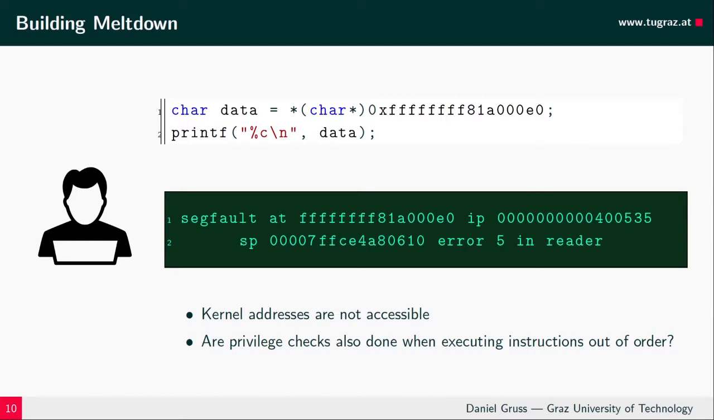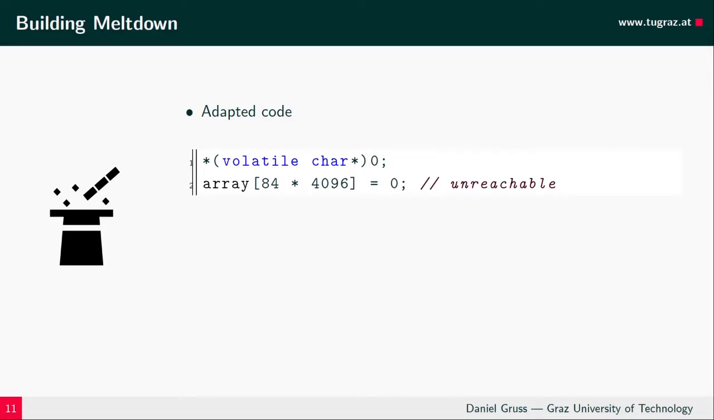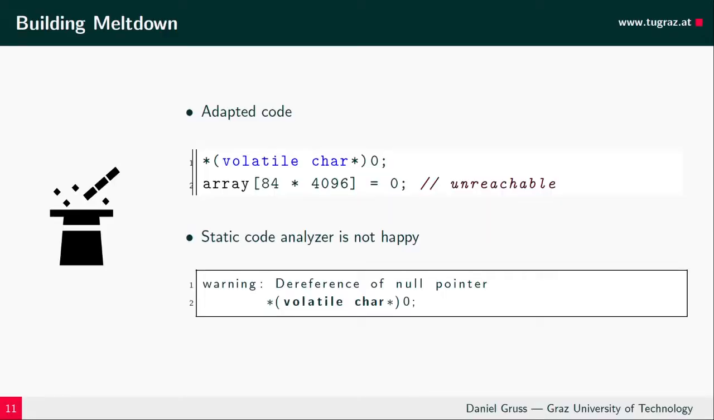Well, let's try it. We will try a very simple example now, and this one works on all modern out-of-order processors, so AMD, Intel, ARM. And this example is very simple. We access a null pointer, which is clearly not allowed, right? It would crash our program. And then we access some array offset. And if we compile that, probably we will get some compiler warning, and also the static code analyzer is not happy with that code. Our code has no effect, right? Or here it says dereference of null pointer.